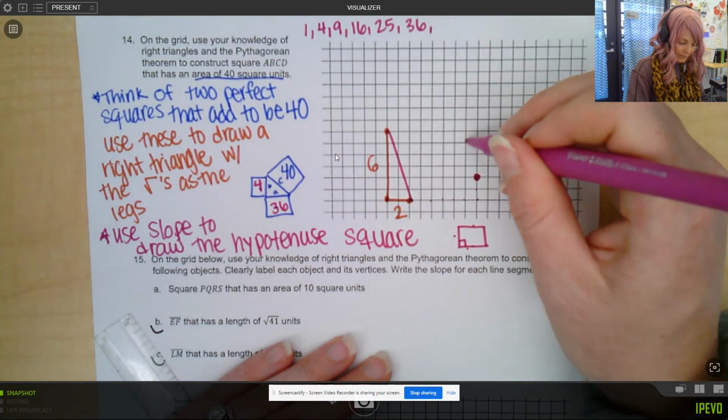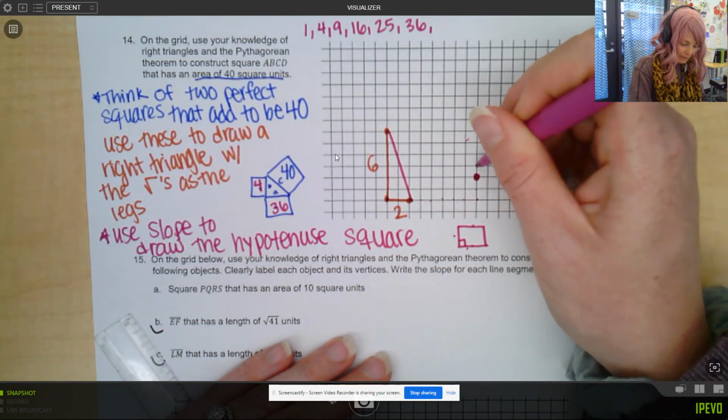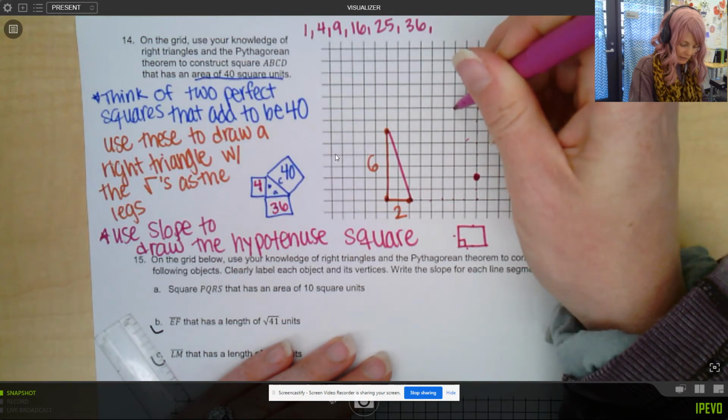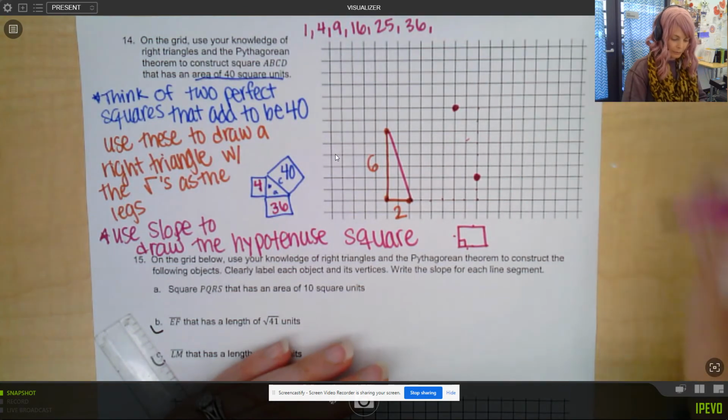And of course, opposite sides are parallel. So I'm going to go up 6, 1, 2, 3, 4, 5, 6, and left 2.